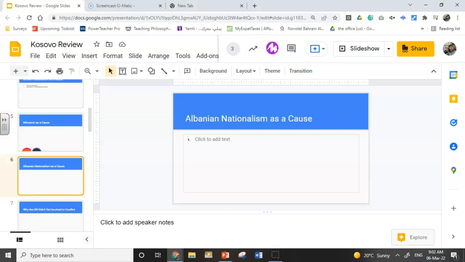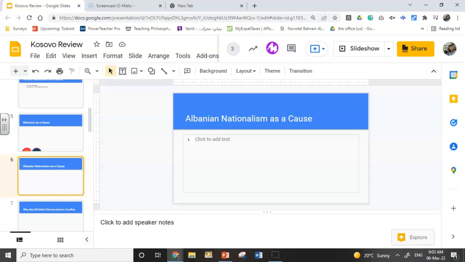The next one, again, Albanian nationalism. Nationalism is what? That intense pride in your country. You were wrong, right? Everyone else sucks. Albanian nationalism is going to be happening a lot where? Yes, but where in Yugoslavia?